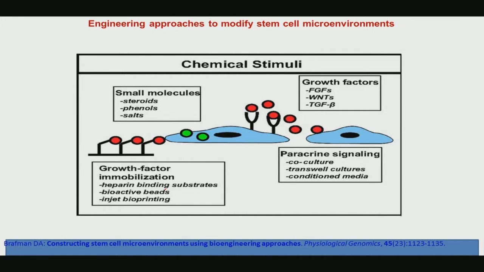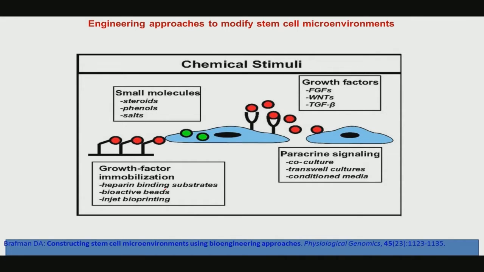Now, this slide is important in the sense that it shows the different signaling approaches, or different signal molecules, and growth factor immobilization. Subsequently, I will show you how elastic stiffness and other physical cues can also be effectively used to guide stem cell differentiation. Now, these small molecules can be either steroids or phenols. Growth factors can be fibroblast growth factors or transforming growth factor beta, which essentially allows stem cell proliferation while inducing chondrogenesis. You have paracrine signaling.